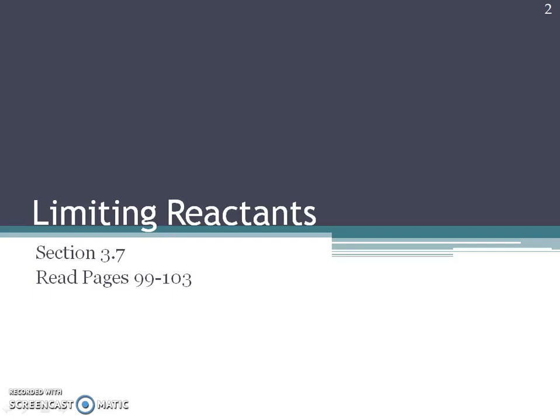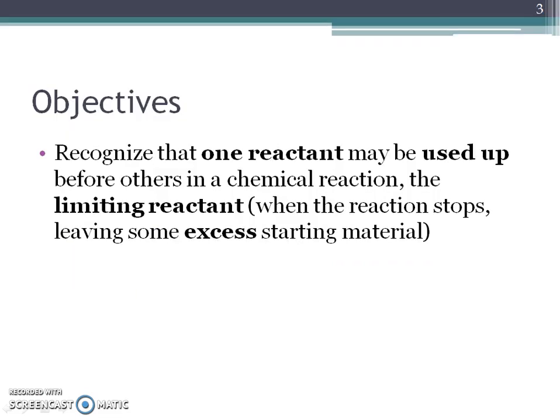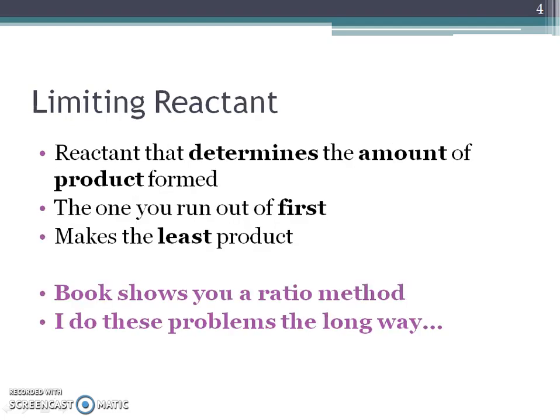This is Mrs. O'Neill for AP Chemistry, Chapter 3, Section 7, Limiting Reactants, something that we've already talked about, but now let's make sure that we can do those problems. The objective is to recognize that one reactant may be actually used up in a reaction, and that's called the limiting reactant. It's limiting the reaction to go to completion. It's limiting how much product you're going to make. And if there's some left over of the other stuff, we call that in excess.